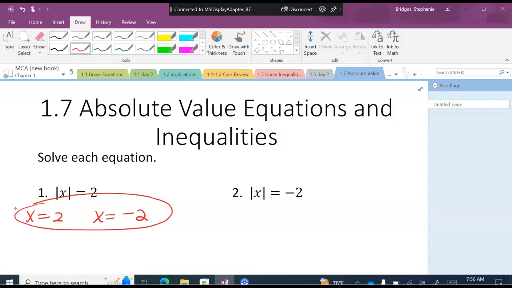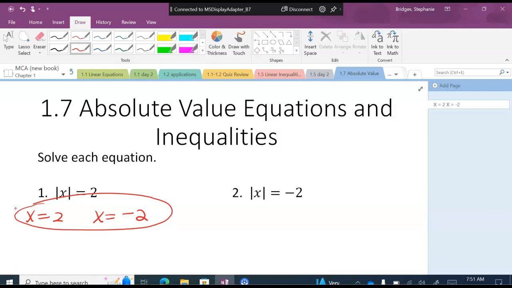Then the next one, number 2, says the absolute value of x is equal to negative 2. Again, isolate our absolute value, which it is. And then we can set up 2 equations, but does anybody see a trigger as to what the problem is at this moment? You can't have a negative distance. So if you ever have an absolute value of whatever equal to a negative number, that's not possible. You can't have a negative distance here.